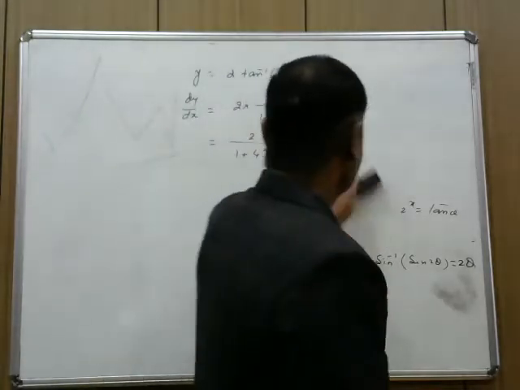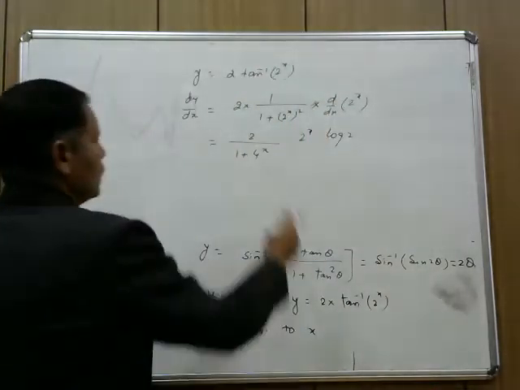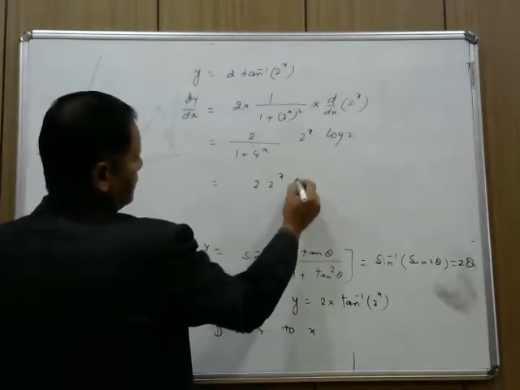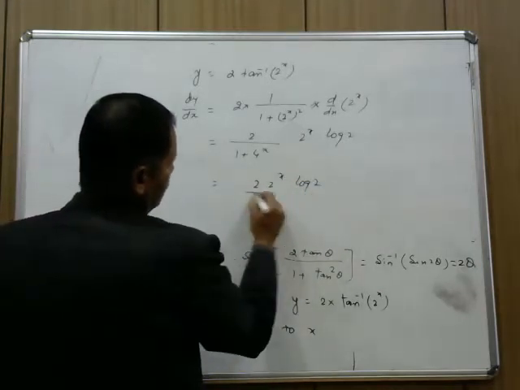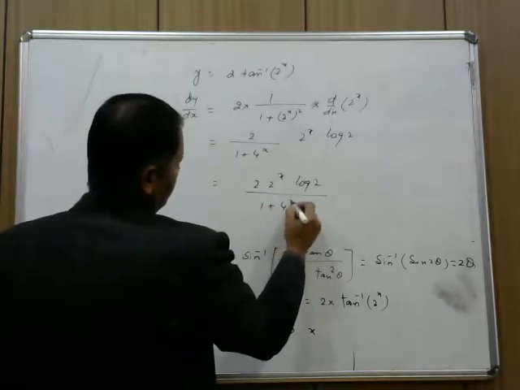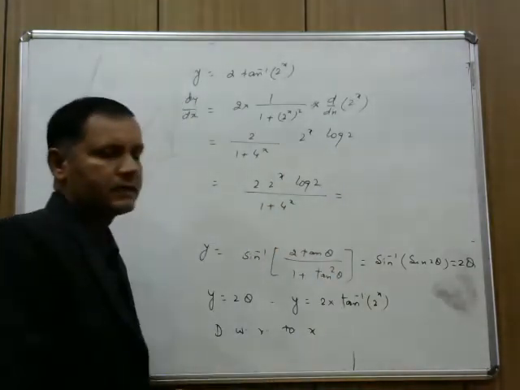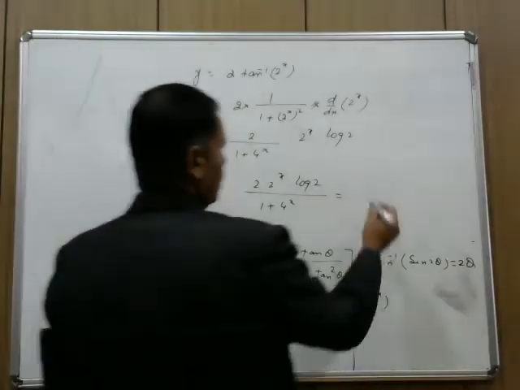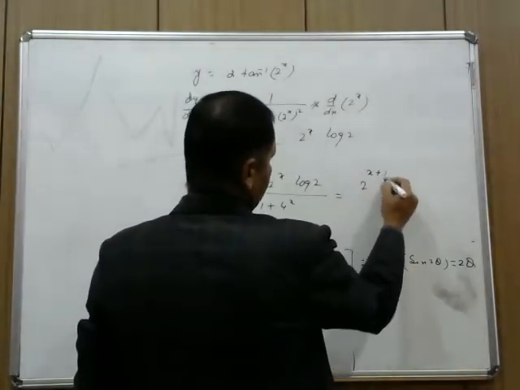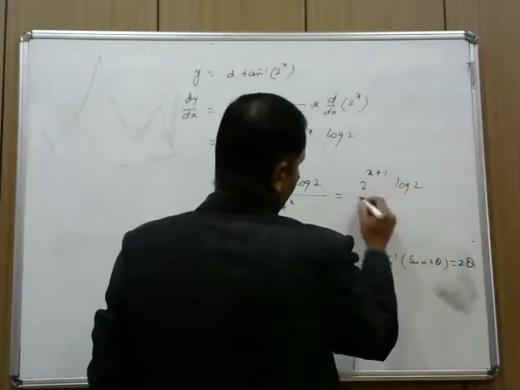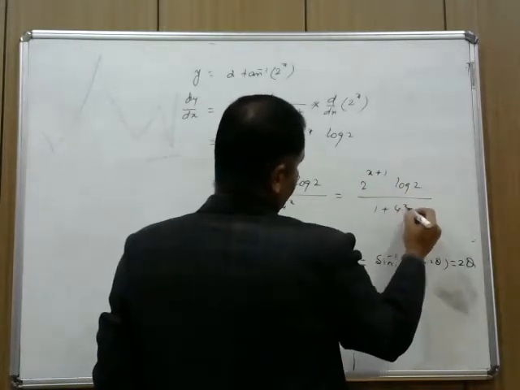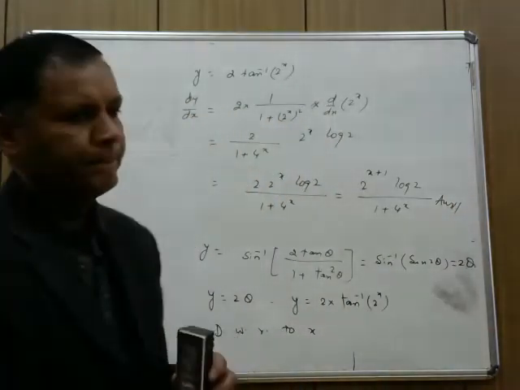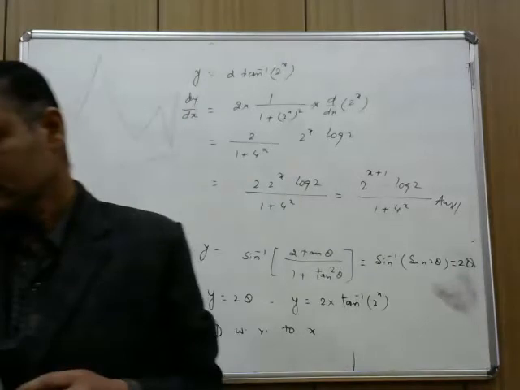Therefore what we write now? 2 into 2 to the power x into log 2 whole divided by 1 plus 4 to the power x. Or we can write 2 to the power x plus 1 into log 2 whole divided by 1 plus 4 to the power x will be the differentiation of the given function. Right?